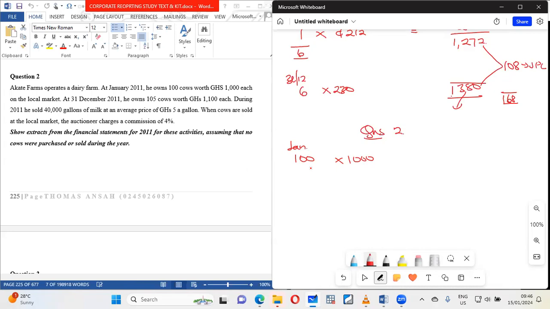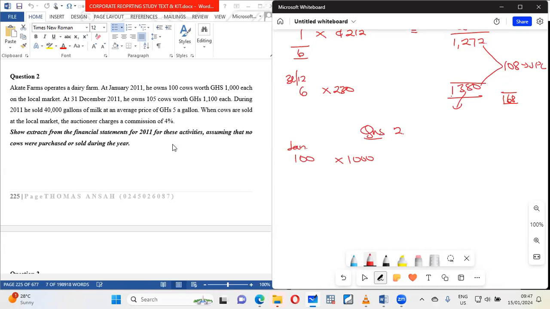During 2011, he sold 40,000 gallons of milk. All right, so this should tell you that milk is an agricultural produce. This is being sold, therefore it now takes the form of an inventory because it has passed the date of harvest. So it's inventory you are selling for 5 cedi a gallon. When cows are sold at the local market, the auctioneer charges 4%.